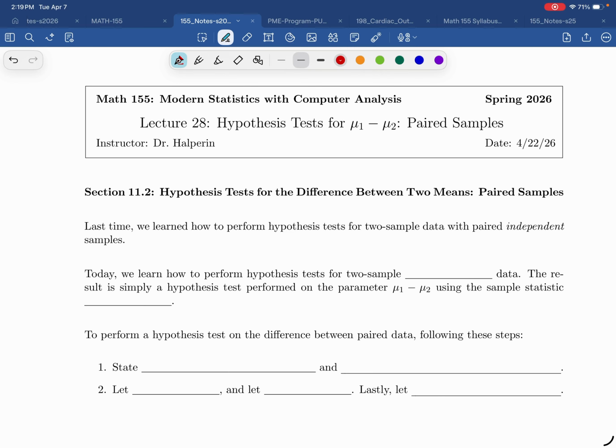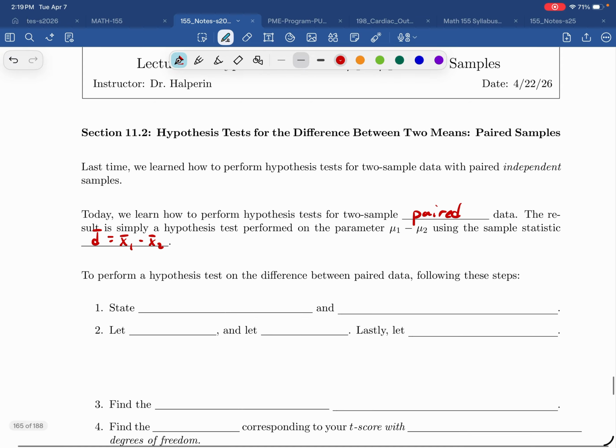We're in section 11.2, hypothesis tests for the difference between two means, paired samples. Here we're looking at hypothesis tests for two-sample paired data. And remember that we use the statistic d bar, which is the difference between our sample means. Now, the way we perform the hypothesis test is very similar to the way that we did it previously.